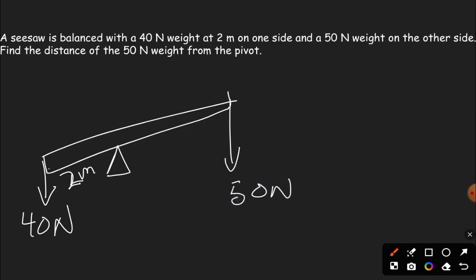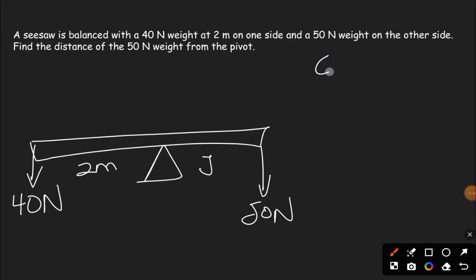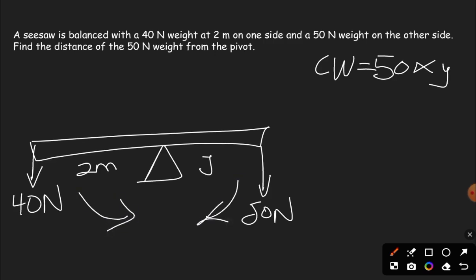Find the distance. So this distance, let's represent with N. Let me not use N because we already have N there. Let me use Y. So our clockwise moment, we have 50 multiplied by Y. This is how the clock moves. This is the anticlockwise moment. So anticlockwise moment, we have ACW, 40 multiplied by 2.